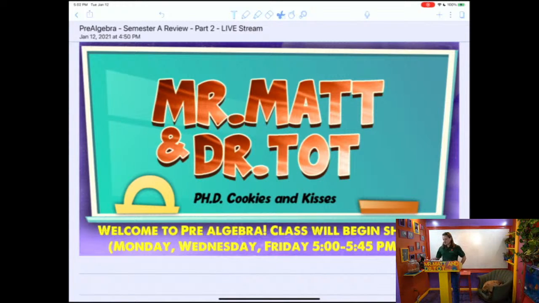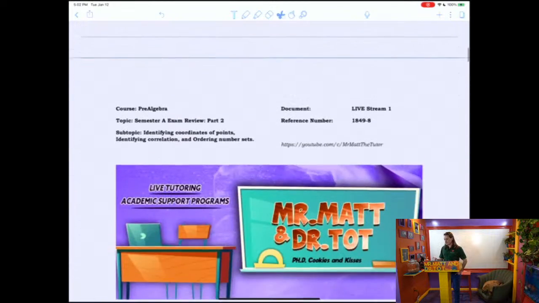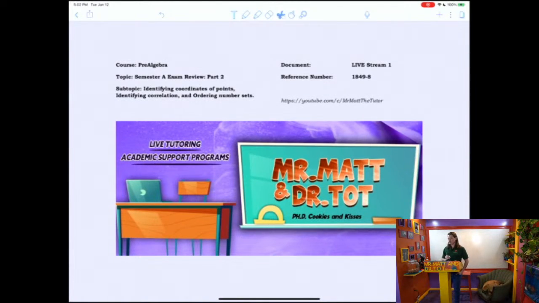This document is going to be posted on Certified Learning Center's website. The link will be in the description. Just make sure that you're looking at the document that has the reference number 1849-8. That way you know that you're on the right document. And I'm circling it right here for you.